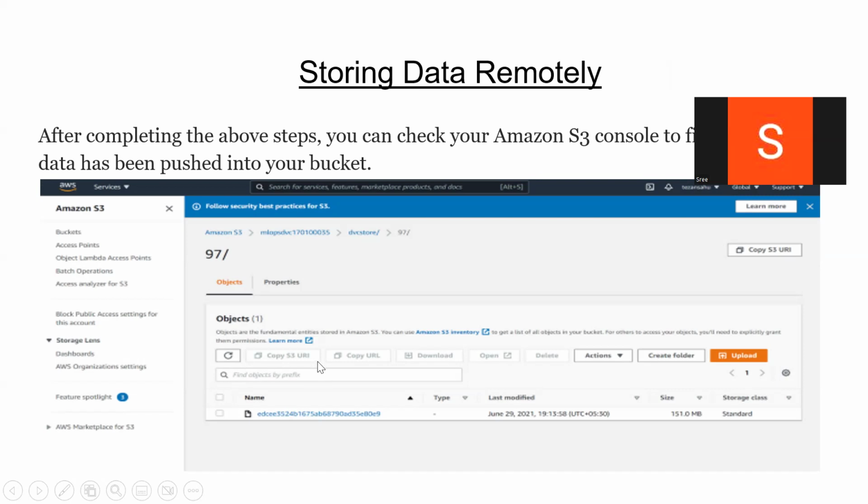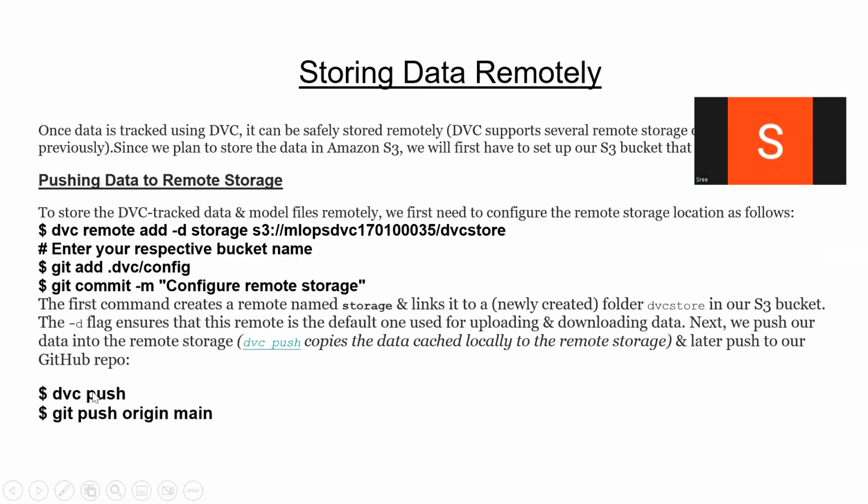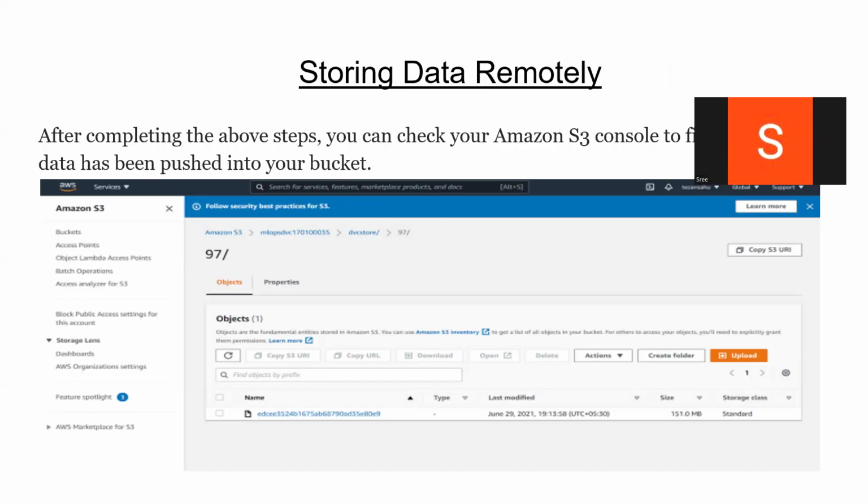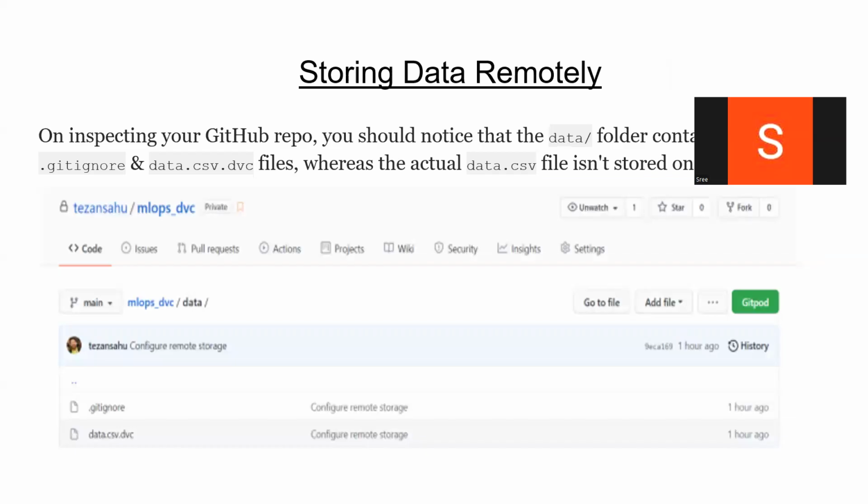How has this happened after this DVC push? Automatically, it is pushing my file into this particular S3 bucket folder because we added it with the DVC remote add. So that is how you need to run your DVC commands. And once you finish that, you can also see the .data.csv.dvc file from your Git repository also. You can cross-check the data folder.